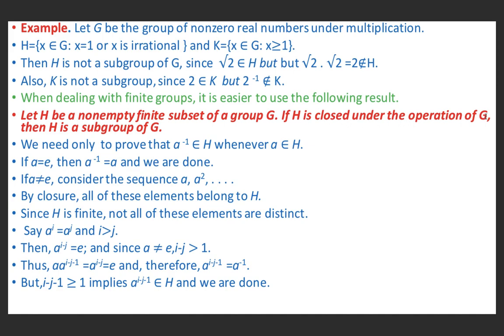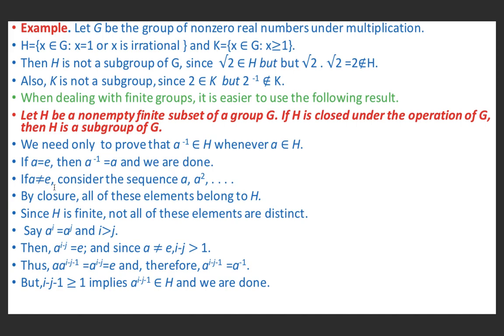So using the previous result, in the previous result there were two conditions for any subset to be a subgroup: that it is closed under the group operation, and that it is closed under taking inverses. In this case it is already given that H is closed under the operation of G. Now we will prove that A inverse belongs to H whenever A belongs to H. If A is equal to E, then A inverse is equal to A, because the inverse of the identity element is the identity element itself, and the proof is complete.